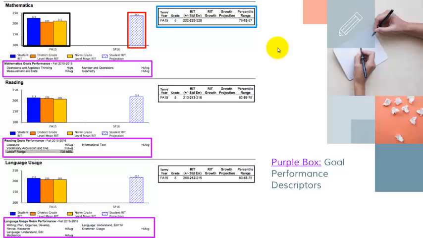And last but not least, let's take a look at what's in the purple box. You notice I've outlined 3 boxes here because each tested area has its own goal performance descriptors, and that's what's in the purple box. So for each tested area, the specific goals tested are listed, along with the rating your student received in each area. You can receive ratings of average, and high.